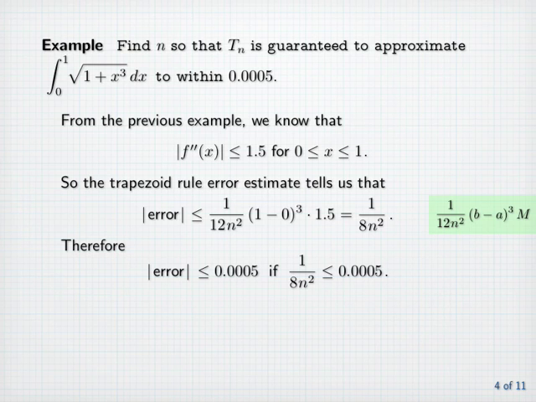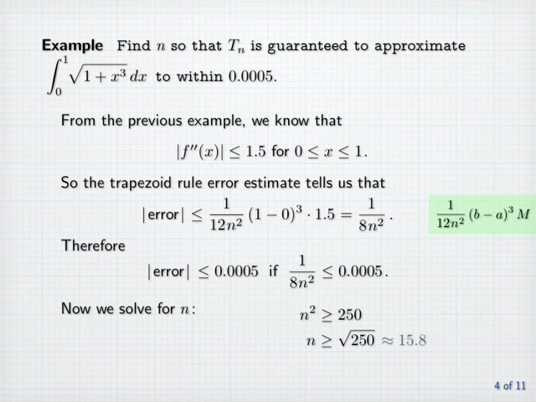So now we just need to solve that inequality for n. Let's multiply both sides by n squared and also by 2,000, and we have 2,000 divided by 8 less than or equal to n squared, which is equivalent to n squared greater than or equal to 250. Now take the square root of both sides. We have n greater than or equal to the square root of 250, which is about 15.8. So now we want to take n to be the next integer greater than or equal to 15.8, and that's 16.